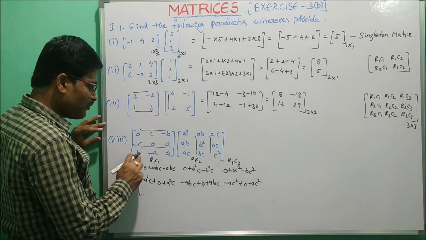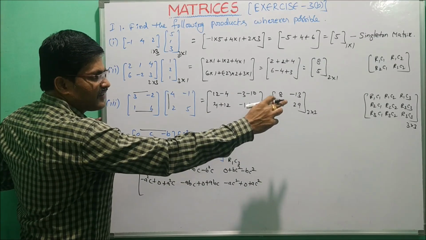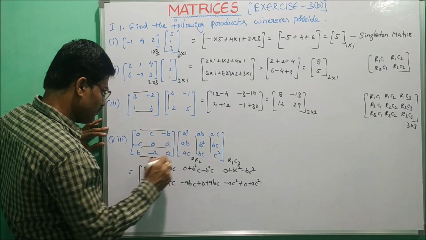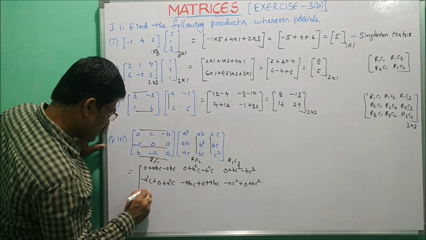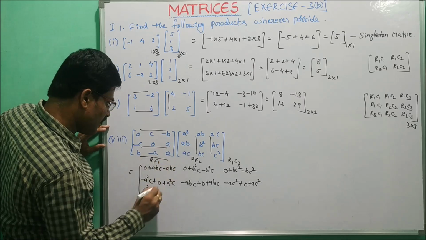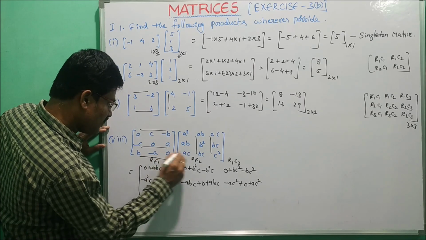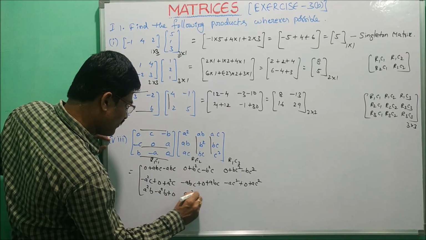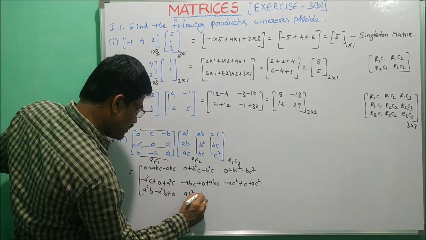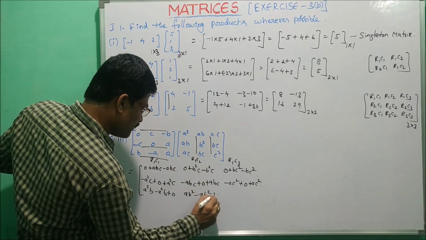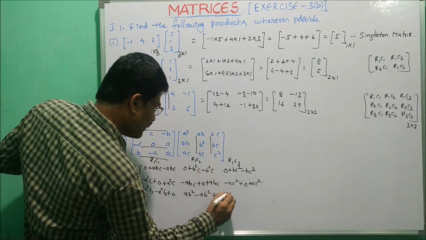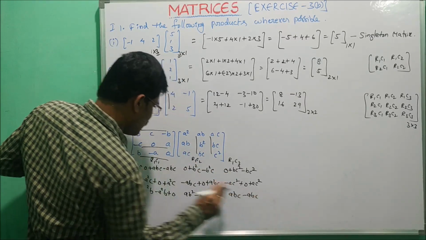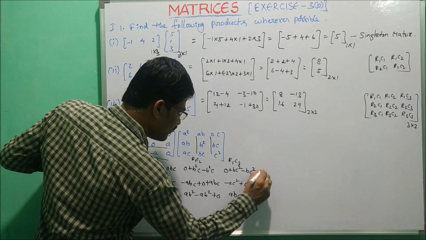Similarly, we have to follow third row, R3C1, R3C2, R3C3. So R3C1, third row, first column: B into A square B, minus A into AB, minus A square B; 0 into AC plus 0. Then B into AB square minus A into B square minus AB square plus 0. Similarly, B into ABC minus A into BC minus ABC; 0 into C square plus 0.